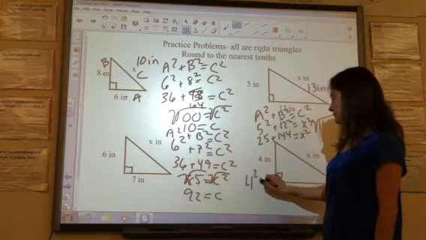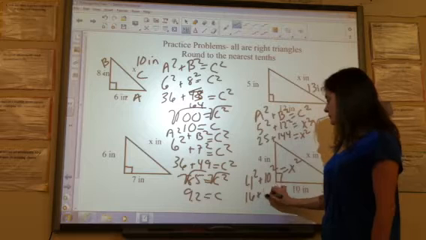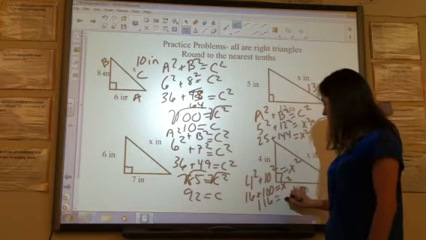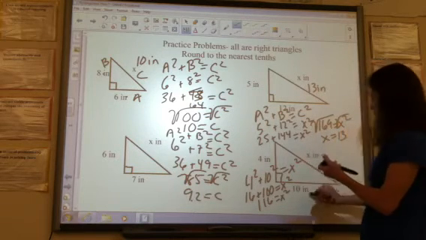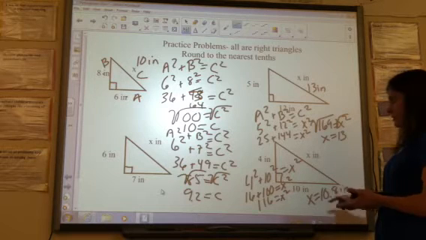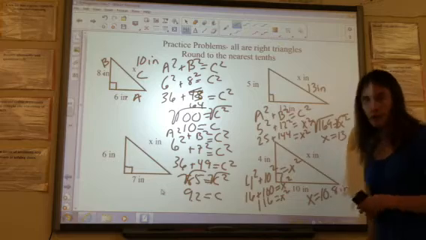Last one. Oh, this is going to be another ugly square root. So I'm just checking, it's bigger than 10. It's slightly bigger than 10, but it certainly is bigger.